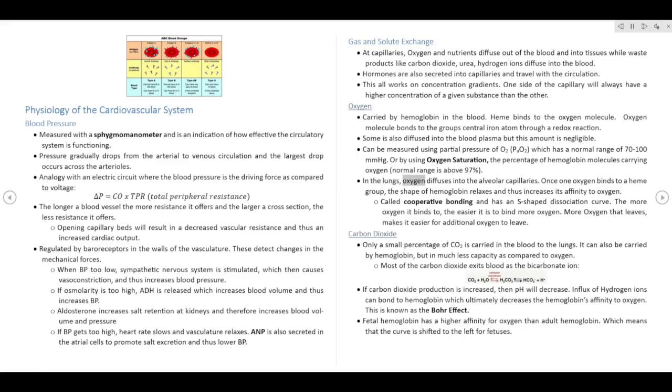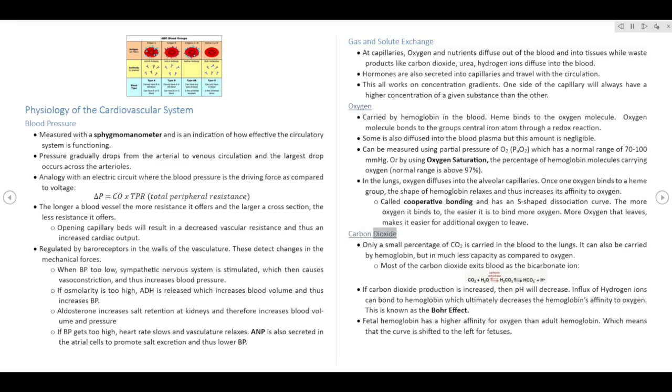In the lungs, oxygen diffuses into the alveolar capillaries. Once one oxygen binds to a heme group, the shape of hemoglobin relaxes and thus increases its affinity to oxygen. Called cooperative binding, and has an S-shaped dissociation curve. The more oxygen it binds to, the easier it is to bind more oxygen. The more oxygen that leaves, the easier it is for additional oxygen to leave.